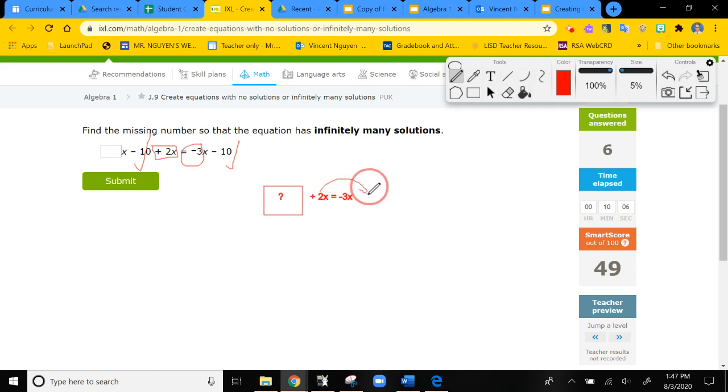You move this 2x over here, and that will become minus 2x if I do the inverse operation. There will be minus 2x. Well, a minus 3x and a minus 2x will give me a minus 5x. So that's what the question mark is. That's what you're missing. So you're missing negative 5x. So that's what I'm going to type in. Negative 5x.